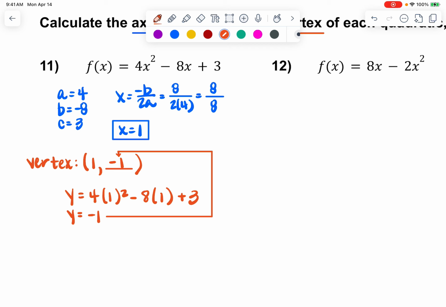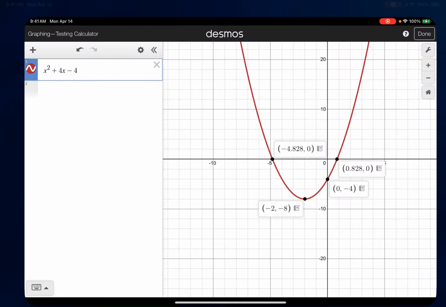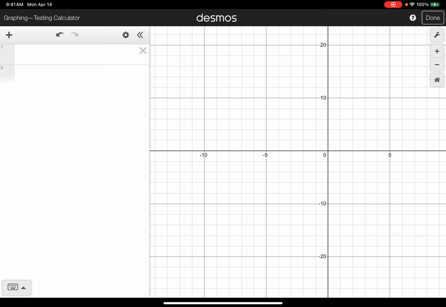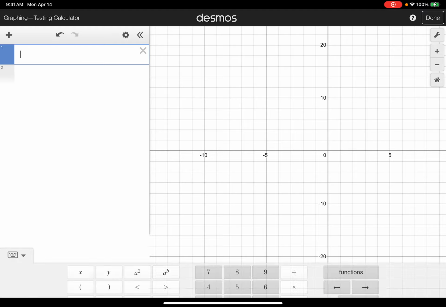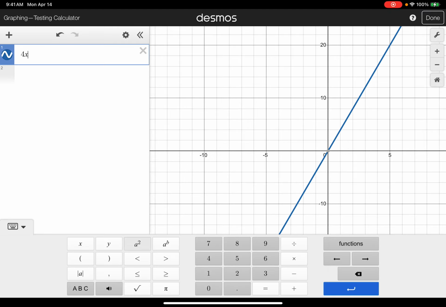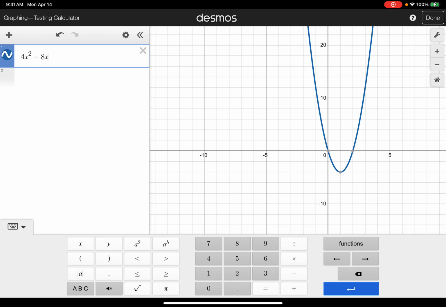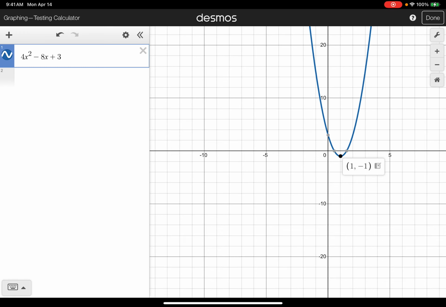Now, before I write my final equation, I would highly suggest you check this in Desmos. I'm going to go check it really quick. On your test, you have to show work or you don't get any credit for this, right? And so you can't just use Desmos all the time, but you can use it to check your answers. So 4x squared minus 8x plus 3. I'm going to go click on that vertex. Yay, it is 1, -1. All right, that makes me feel good.